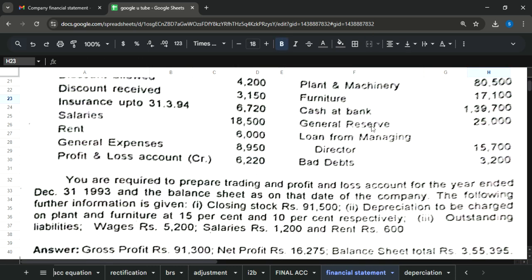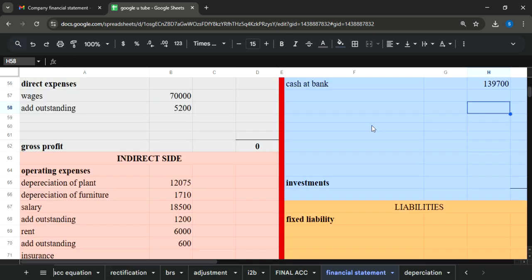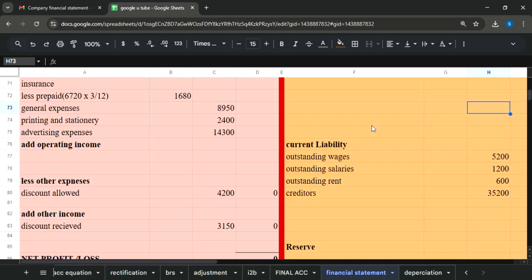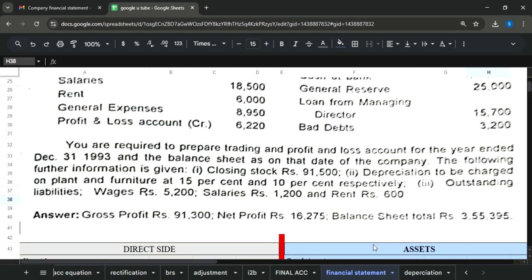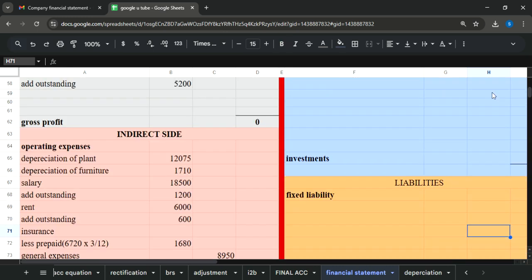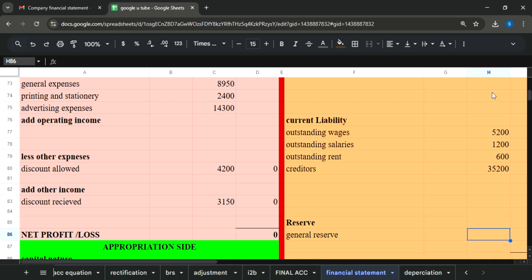After which we have general reserve, part of the liability side, and this is the place which is fixed. So here you will write general reserve. Amount of general reserve is 25,000. So we will write over here.